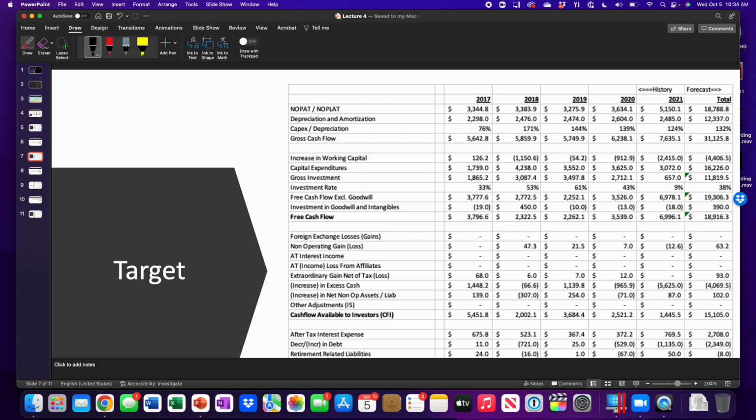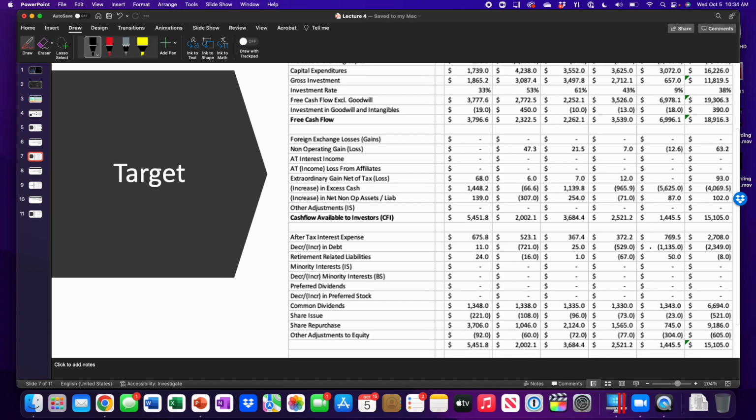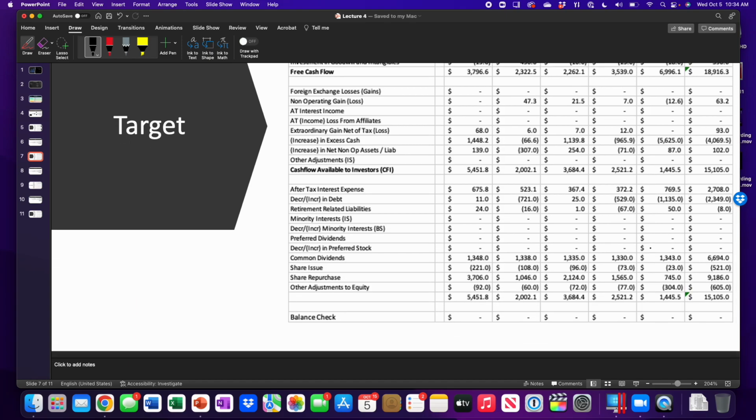How did they distribute the $15.1 billion? They gave $2.7 billion in interest payments. They borrowed $2 billion worth of debt. Again, probably didn't need it. They paid out $6.7 billion worth of dividends. They bought back $9.2 billion worth of stock. That's almost $17 billion worth of payout on $15 billion worth of CFI.